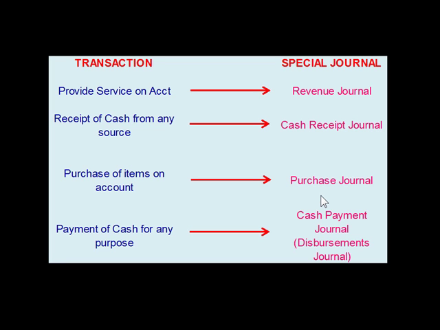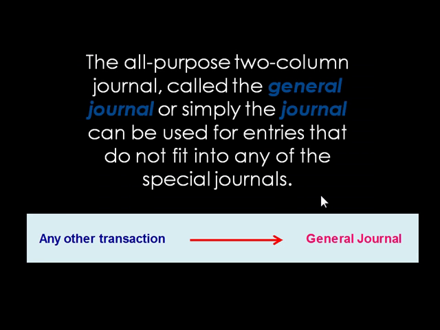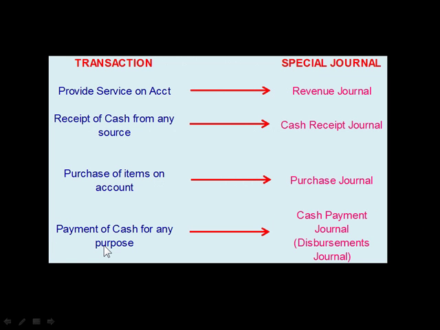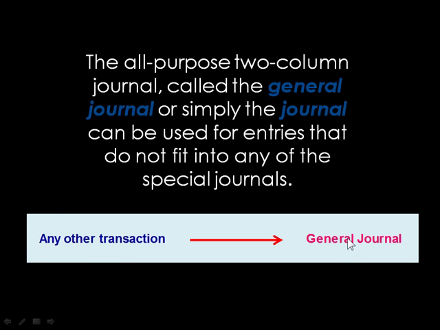And the reason that you need these special journals is so that you can get consolidated data without hunting through your general journal. So what's left after that is your all-purpose two-column journal, called your general journal. And all the other transactions that are not related to services, cash receipts, purchases, or cash payments are going to go in your general journal.